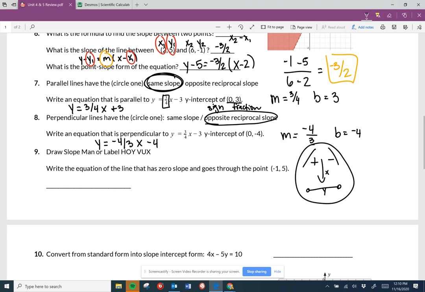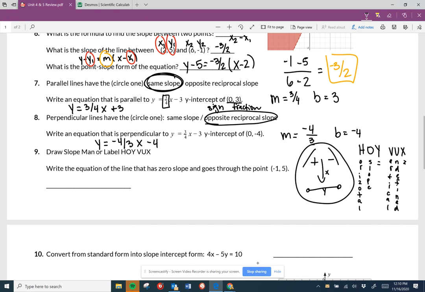Okay, if your teacher has taught you more about Hooyvux, you know that H is for horizontal. The O is for zero slope. And the Y is for y equals, because that's for the equation, right? And then the Vux part, the V is for vertical. The U is for undefined. That's the kind of slope that vertical lines have, is undefined. And then X is for x equals. And that's how you write the equation.